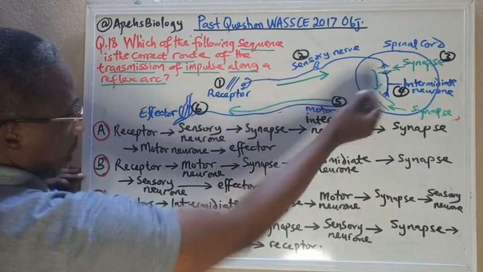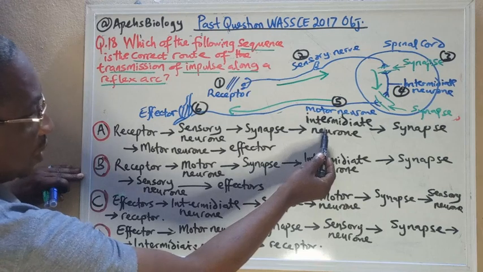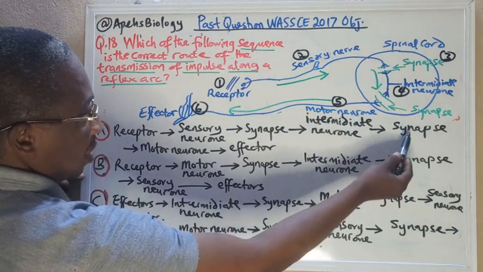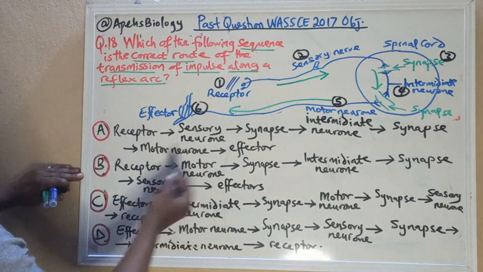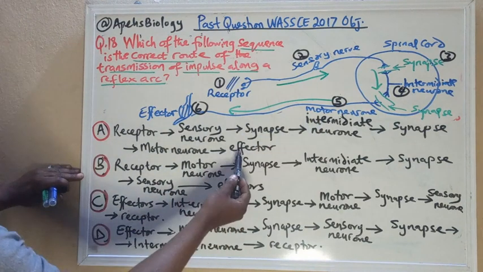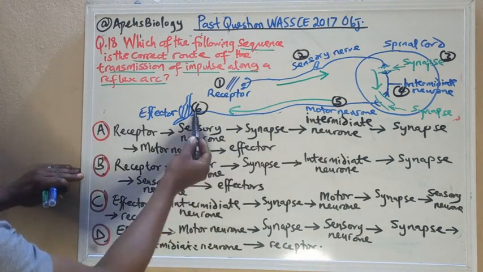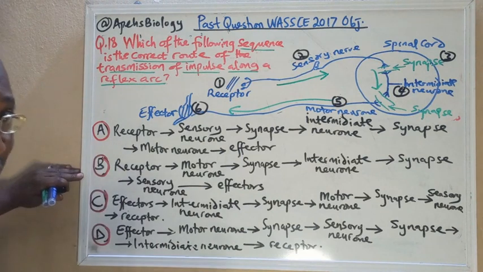Option 3, we have synapse there. Then we have intermediate nerve, that is there. Synapse is also there. Motor nerve is also there. And then 6, we have effector. It looks like option A is already the answer. But let's exhaust the options.